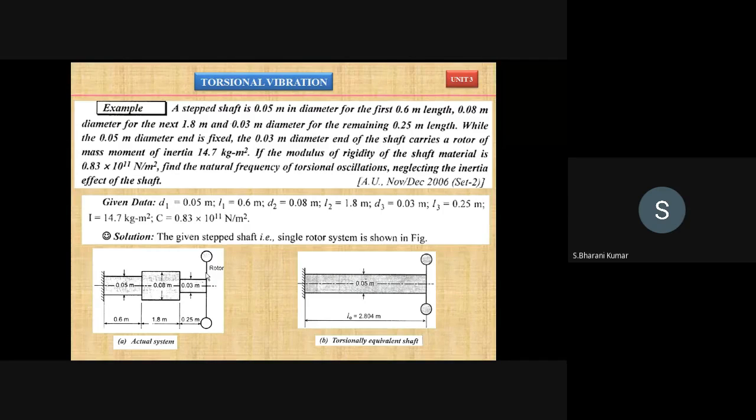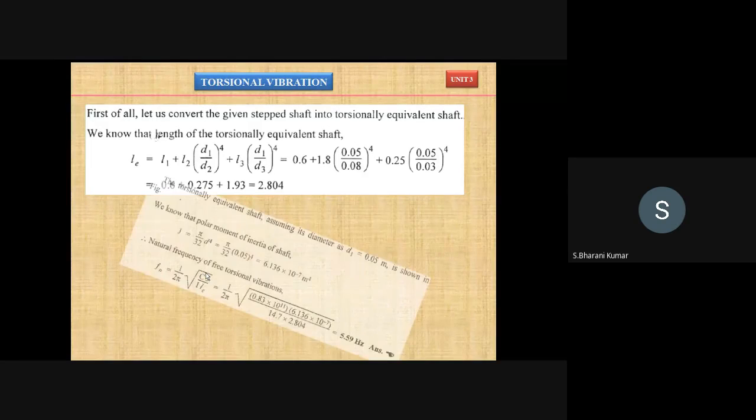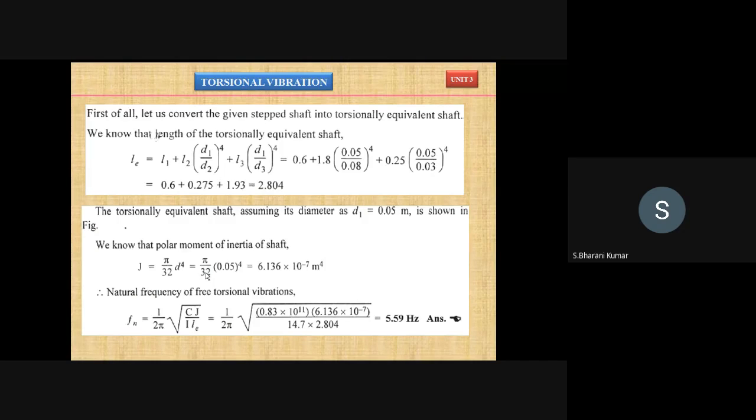So the MCQ this time will be based on vibration only. Free vibrations: in free vibration, transverse vibration and longitudinal vibration. I kept the next slide. Just go through the slides.